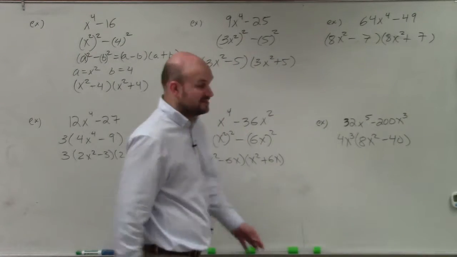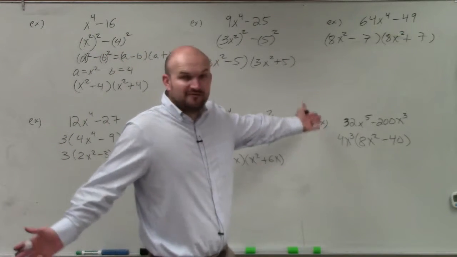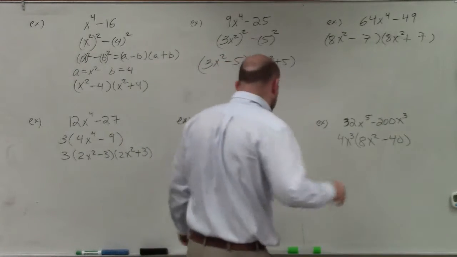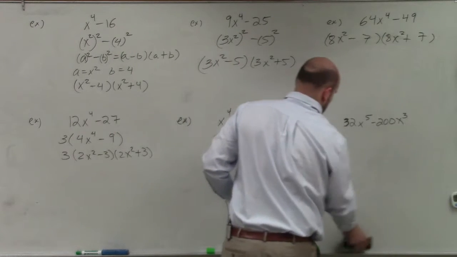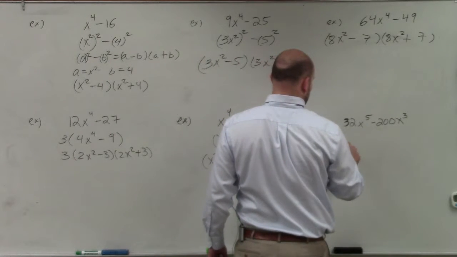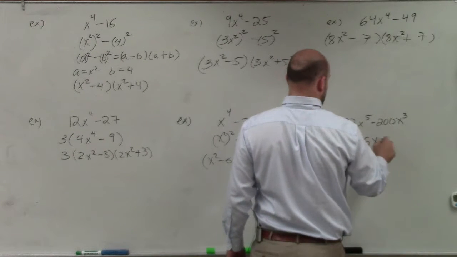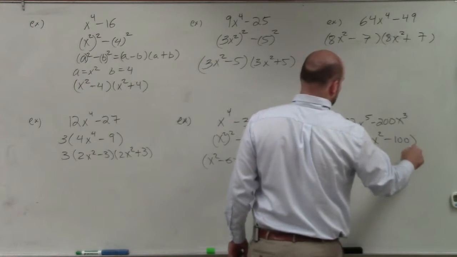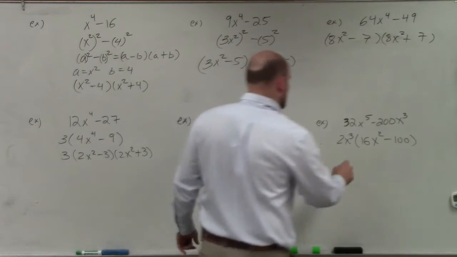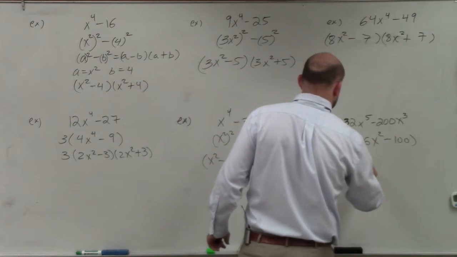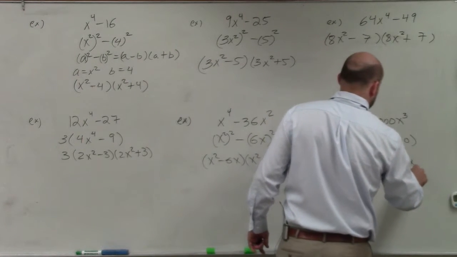While that helped me as far as factoring them out, that didn't really do much for me here, because 8 and 40 are not square terms. But what I do realize is if I factor out a 2x cubed instead, what that's going to leave me with is 16x squared minus 100. And 16 is a square number, x squared is a square term, and 100 is a square term. So now I can rewrite this as 2x cubed times 4x minus 10 and 4x plus 10.